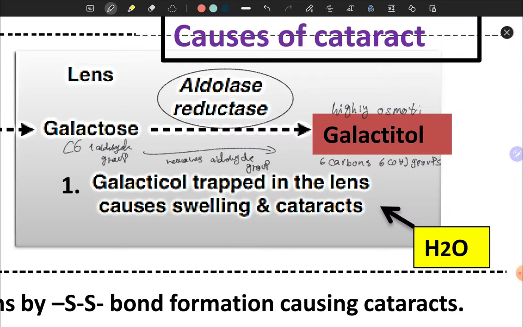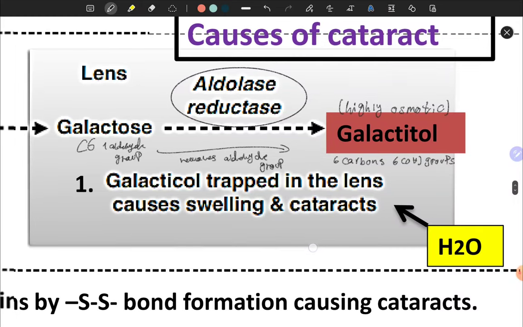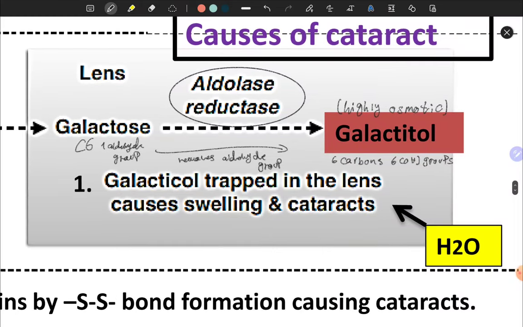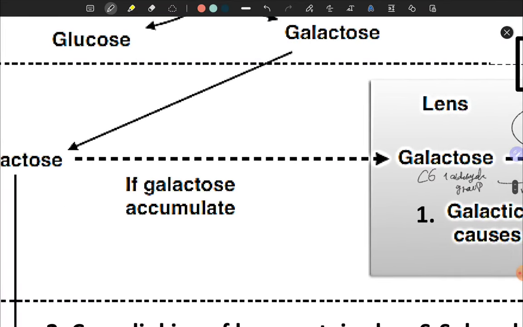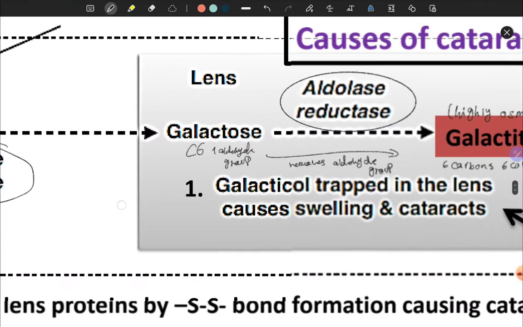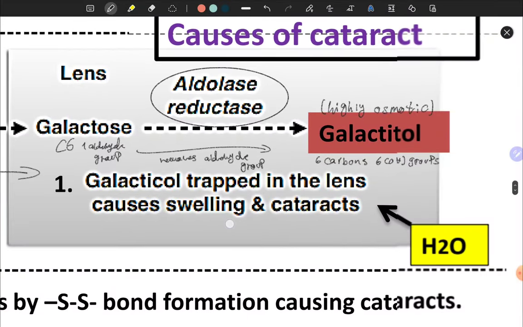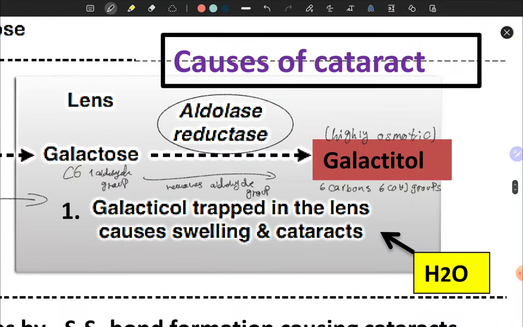Cataract. Okay? So this is how cataract is formed in galactokinase deficiency. The main cause is galactitol trapped in the lens, causing swelling and cataract. Or it can cause cross-linking of the lens proteins by disulfide bond formation, causing cataract. So this is how cataract develops in galactokinase or galactose-1-phosphate uridyl transferase deficiency.